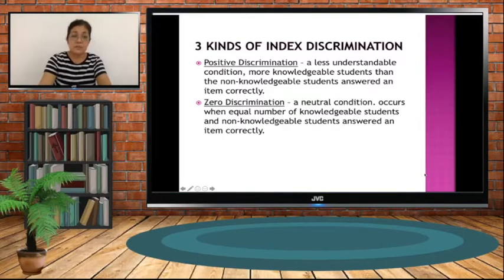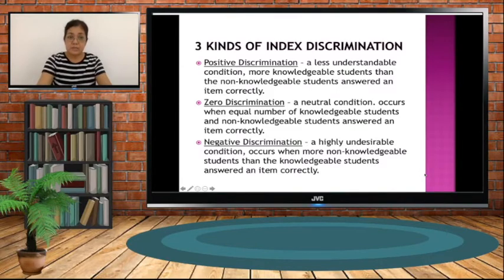Well, if it is a zero discrimination, it is a neutral condition. It's a break-even, wherein there is an equal number of correct responses for knowledgeable students and non-knowledgeable students. And it is considered negative, which is highly undesirable. Why? Because this kind of item is questionable. It can discriminate, but the item is questionable since more non-knowledgeable students were able to get higher scores than the knowledgeable students.